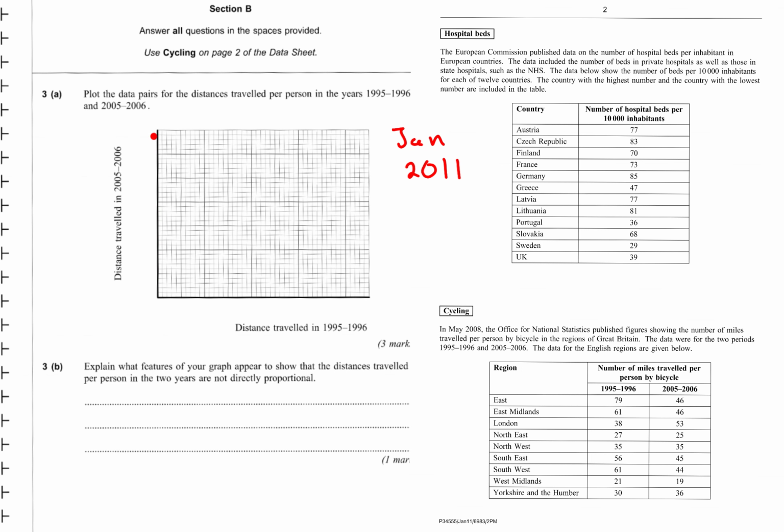Here I've got a question from January 2011 where it asks us to plot a graph. So we've got a graph here. It says use cycling on page 2 of the data sheet, and what it wants me to do is to plot the data pairs. Now what we mean by data pairs, it's asking me to plot distance travelled in 2005 to 2006 against the 1995 to the 1996. So these values here will go on this axis, and these 1995 values would go on this axis.